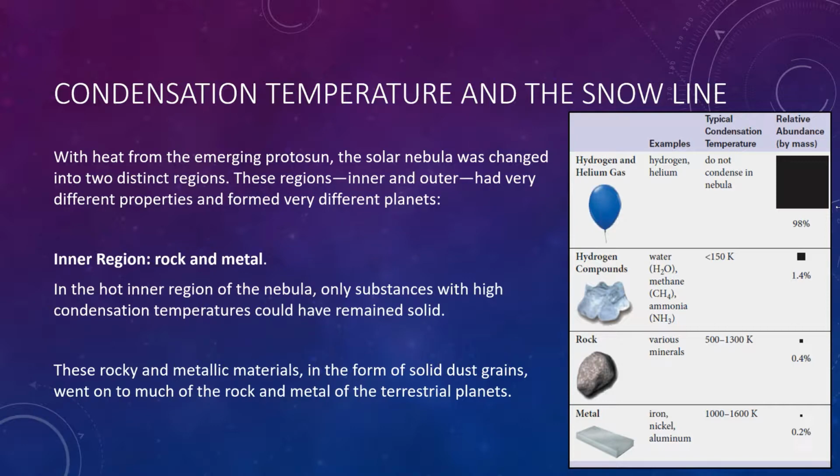So for the inner region, which was the planets that were made out of rock and metal, in the hot inner region of the nebula, only substances with high condensation temperatures could have remained solid. These rocky and metallic materials, in the form of solid dust grains, eventually formed much of the rock and metal of the terrestrial planets. Hydrogen compounds, such as water, methane, and ammonia, remained as a gas, so they could not condense into solids in the warmer inner regions of the solar system. So basically, it was so warm that only rocks and metals could solidify. Everything else was gaseous and could not help build the planets that we know to be the terrestrial planets today.